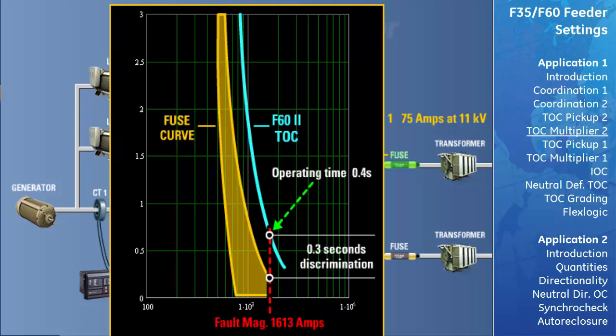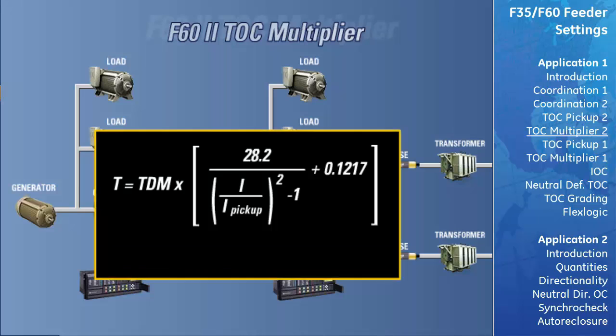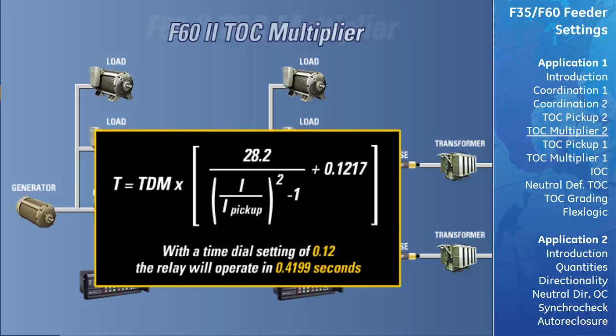The IEEE extremely inverse characteristics formula is as follows, where A equals 28.2, B equals 0.1217, and P equals 2. Plugging the values into the formula, we calculate that with a time dial setting of 0.12, the relay will operate in 0.4199 seconds, which will provide the desired selectivity with the downstream fuse curve.